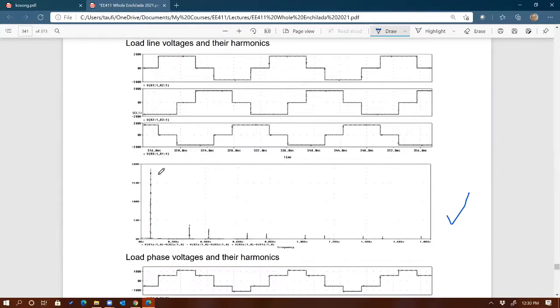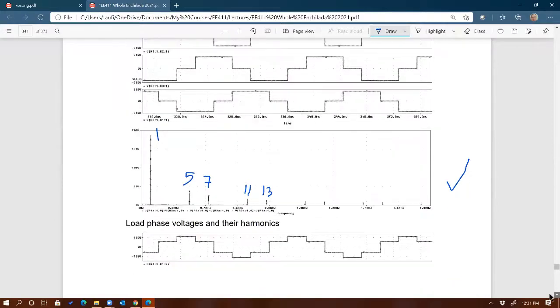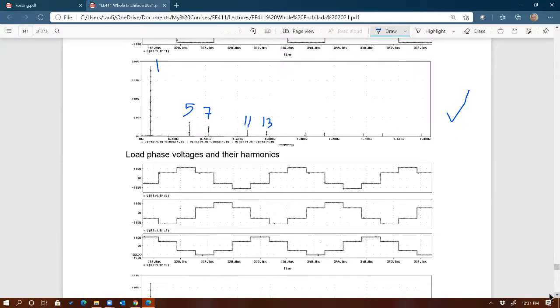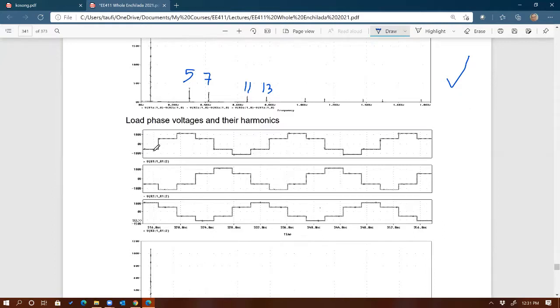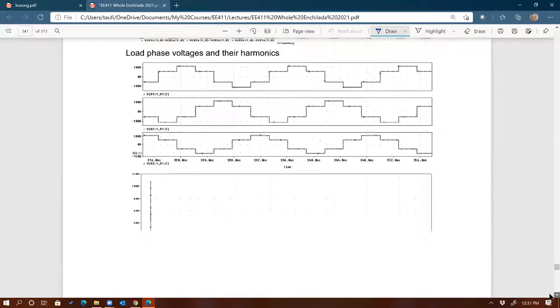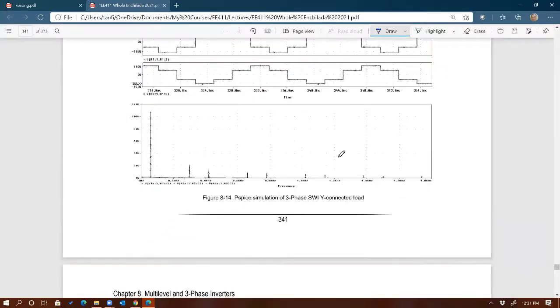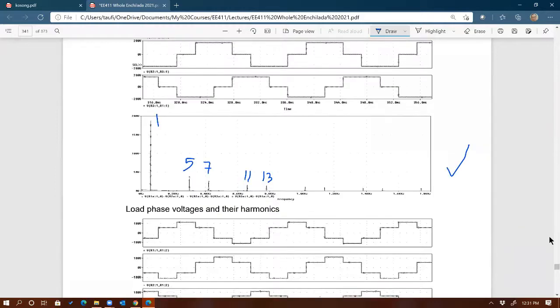Now we know this is number 1, this is number 5, that's number 7, as we discussed earlier. And what is this one? 6 times 2. So that's 11 and 13, 11 and 13, and so on and so forth. Okay, and then here are the phase voltages. Better shape than the line voltages. It's more sine wave-like. And the same thing, you can see the same harmonic locations.